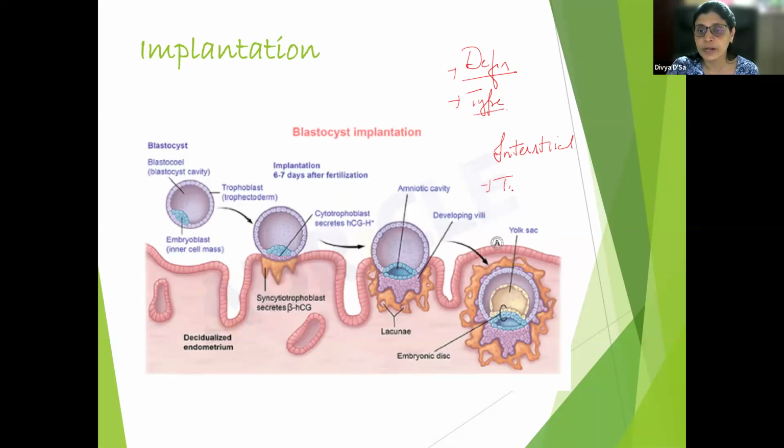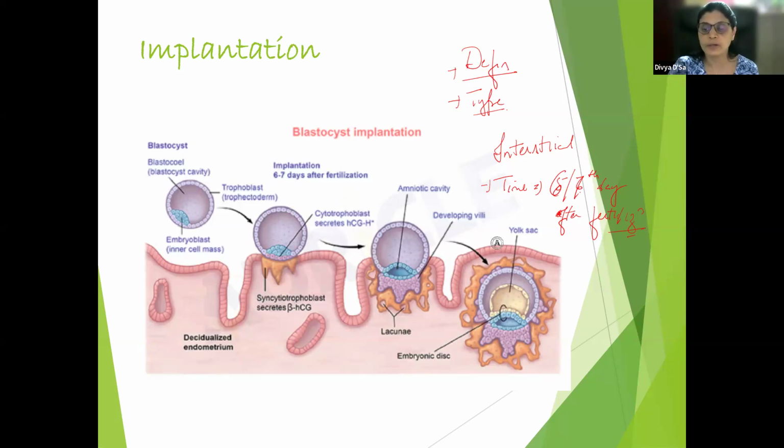Next is the time of implantation. When does implantation take place? Sorry, it takes place around the 6th or 7th day after fertilization. By the end of the first week, the implantation occurs. So that is the time of implantation.